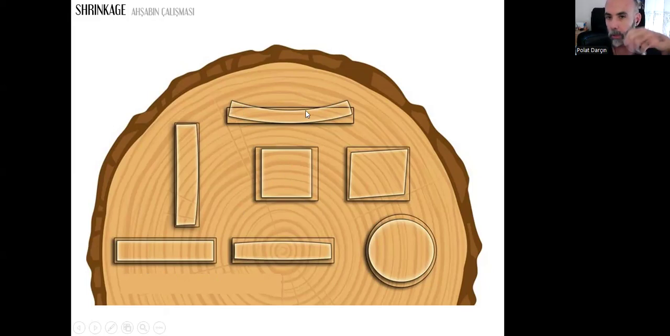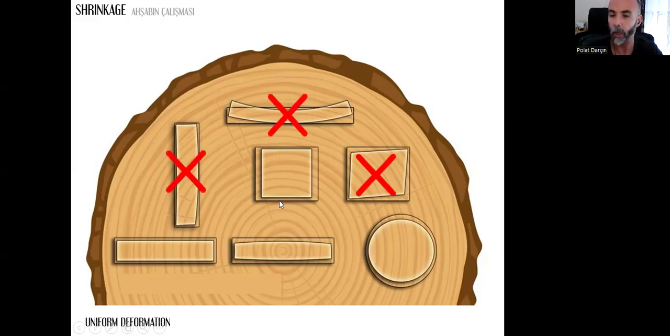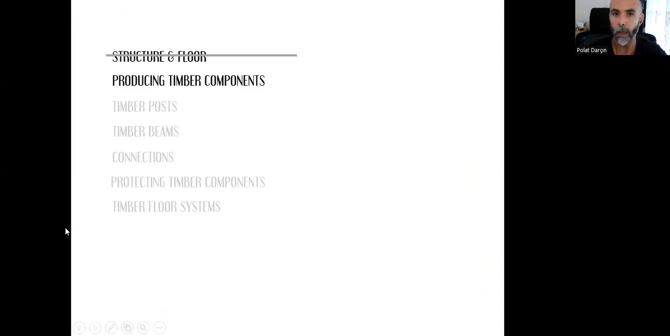However, if we get closer to the bark here or here, as you can see, the deformation is not uniform. It's so much. And this is something that we need to avoid. We are looking for a uniform deformation. So our beams and posts need to be not from here or here or here. We can prefer the pith or the central parts closer to the pith, not closer to the bark. That's very important for us.